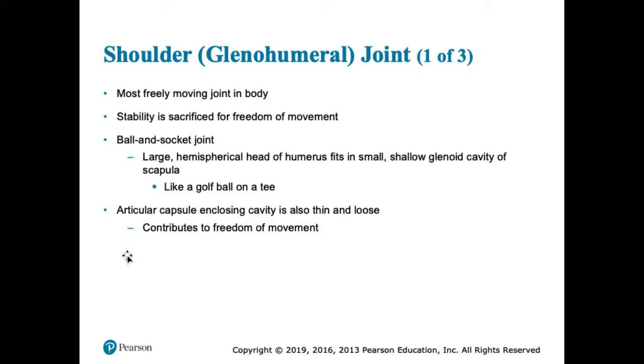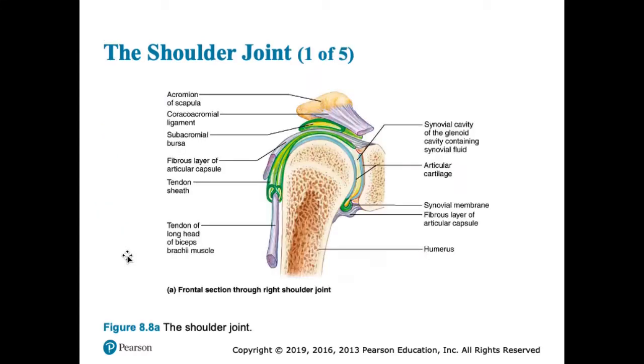Now, the shoulder joint, or the glenohumeral joint, is the most freely moving joint in the body. Stability is sacrificed for freedom of movement. It's a ball and socket joint: a large hemispherical head of the humerus fits in a small, shallow glenoid cavity of the scapula, like a golf ball on a tee. The articular capsule enclosing the cavity is so thin and loose that it contributes to that freedom of movement. Think of how much movement you have in your shoulder. The stability is sacrificed so that we can move, which is why there are a lot of shoulder injuries as well.